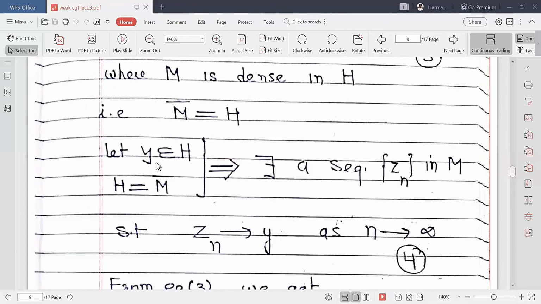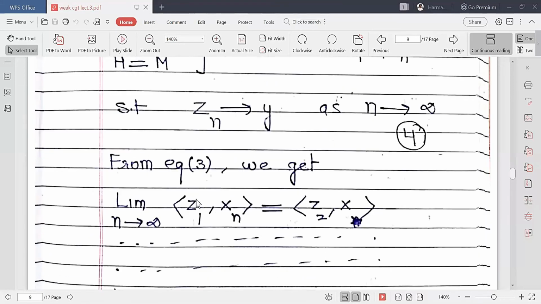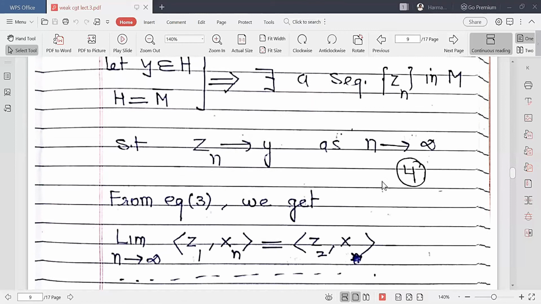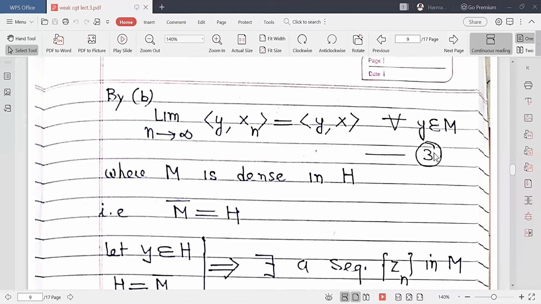Now we take some y belonging to H. H is equal to M closure. Then y belongs to M closure. If y belongs to M closure, then by the definition of closure, there exists a sequence Zn in M such that Zn approaches y as n approaches infinity. Now from equation number 3, what is equation number 3? This is equation number 3. What we get is that for every y belonging to M, this condition is satisfied.